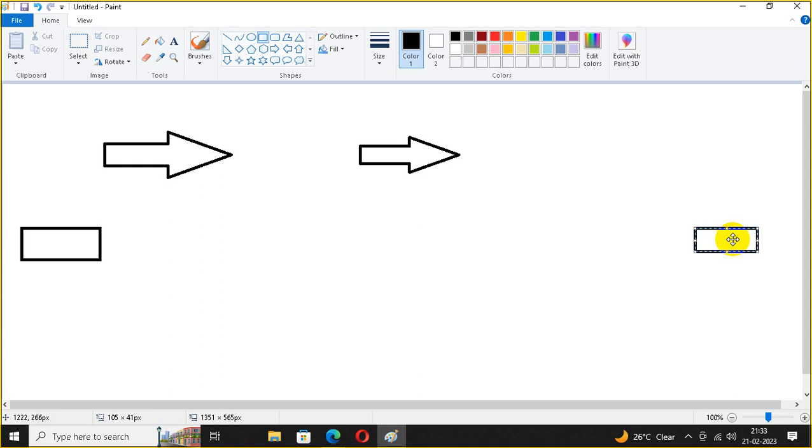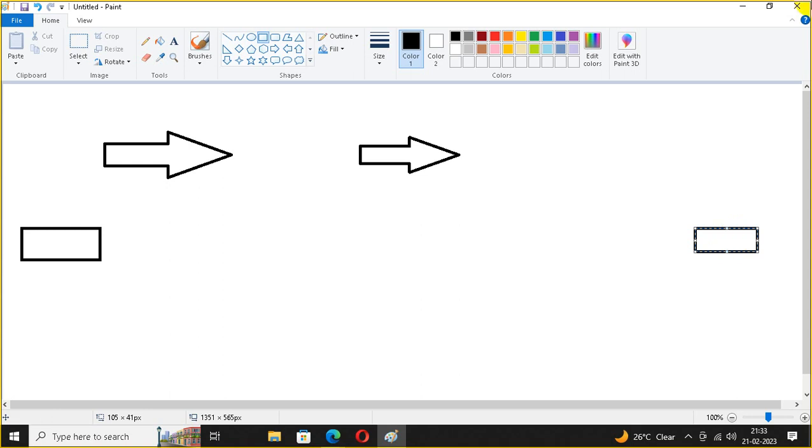You have to give them the source address, destination address, everything. You have to give them the address, right? Then only your packet will be delivered. If you do not give them the address, then your packet will not be delivered, right?